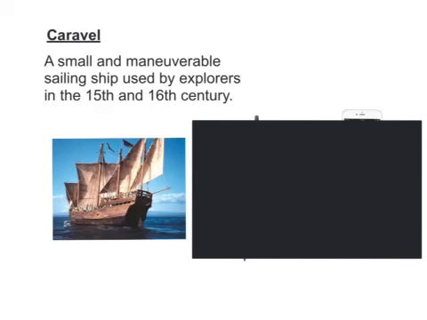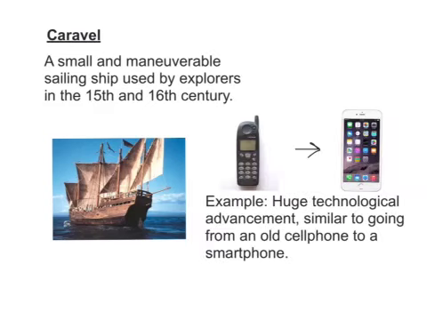Our next key term is caravel. The definition is a small and maneuverable sailing ship used by explorers in the 15th and 16th century, which is illustrated in the picture below. This is important because it was a huge technological advancement from the ships they were using beforehand. Without these ships, explorers would have never been able to travel all the way to the Americas.